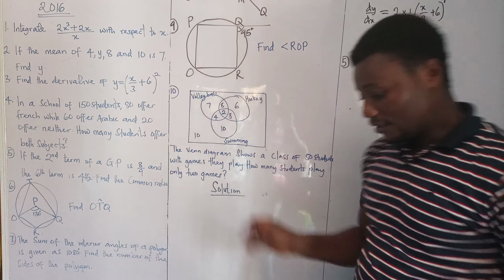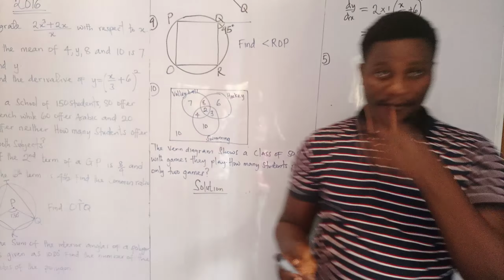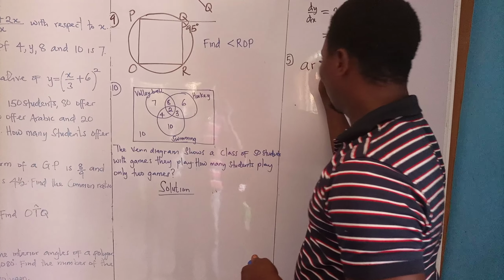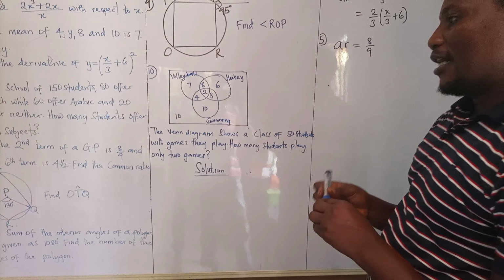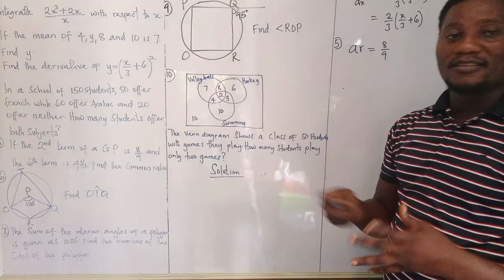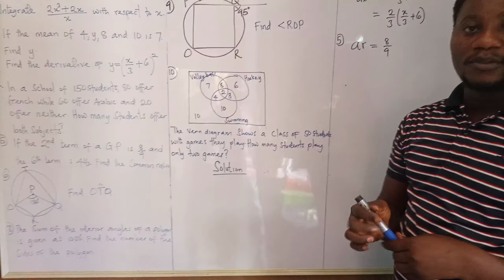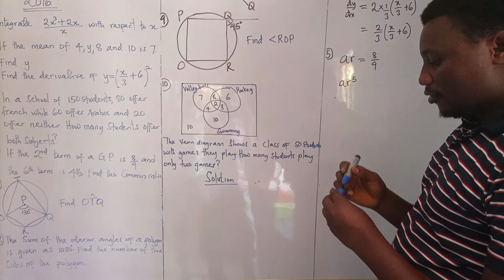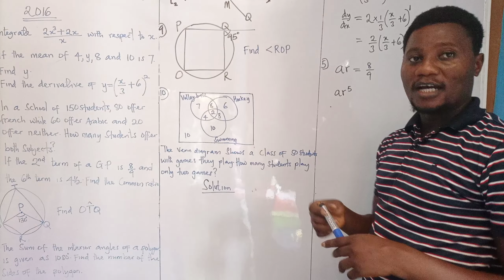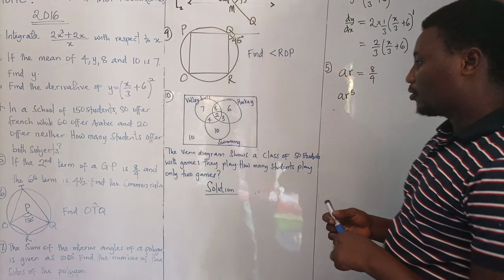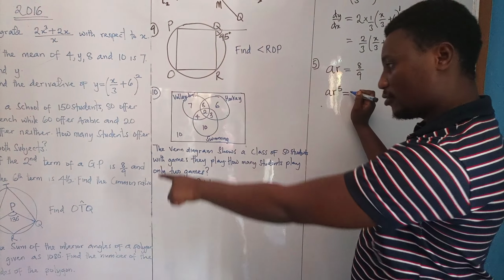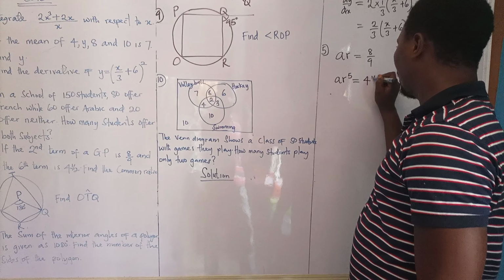We still remember that the first term of the GP will always be a, the second term will be ar. The second term, that means ar, is given to be 8/9. We should know that the formula for finding the nth term of a geometric progression is ar raised to power n-1. The second term is ar, first term is a, third term is ar squared, 10th term is ar raised to power 9, sixth term is ar raised to power 5, and that is given as 4 and a half.